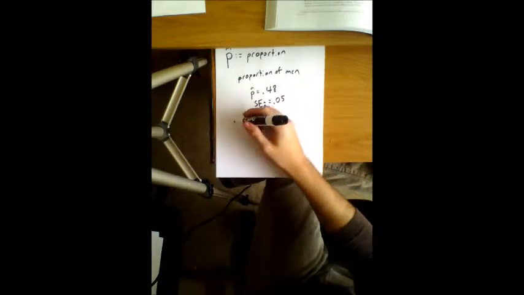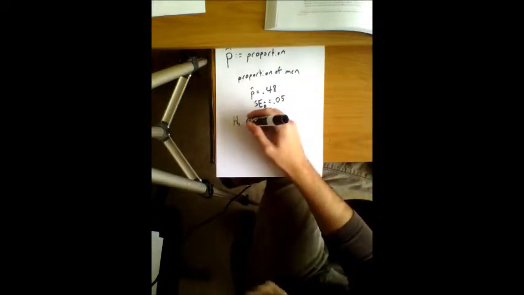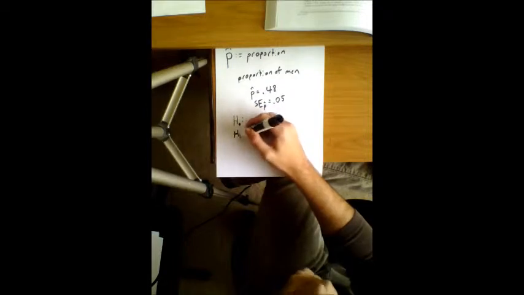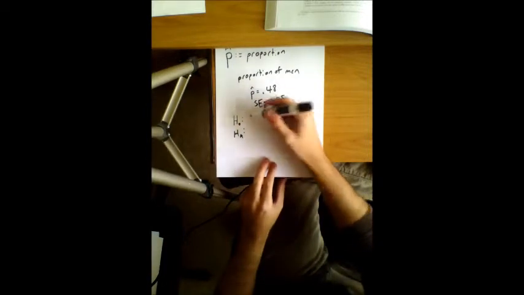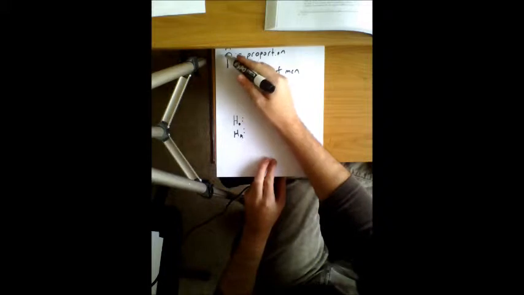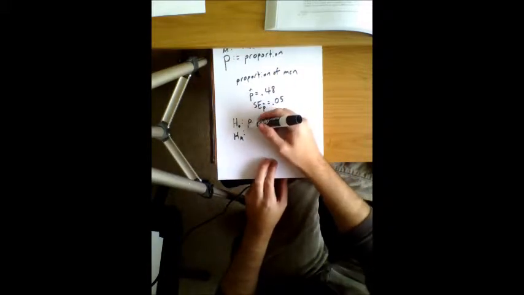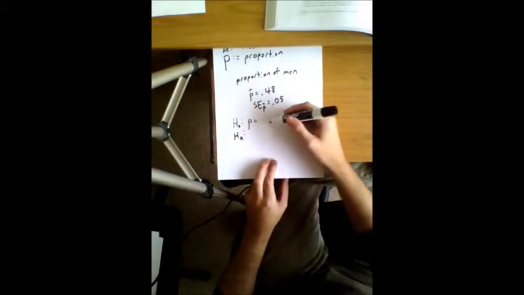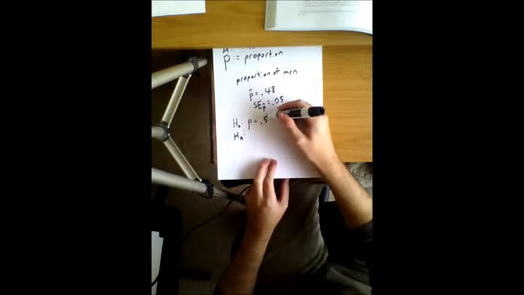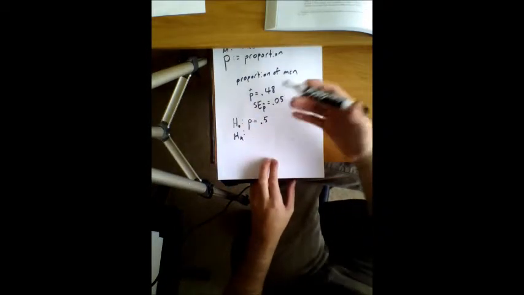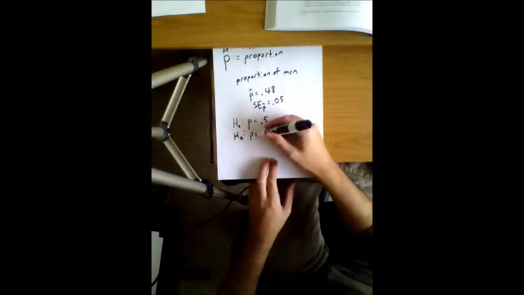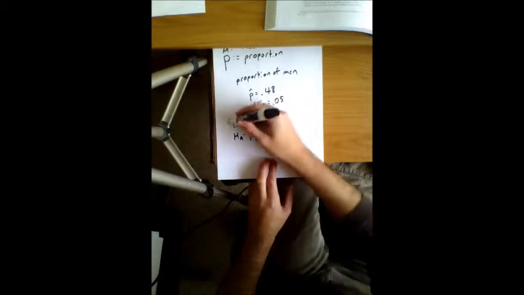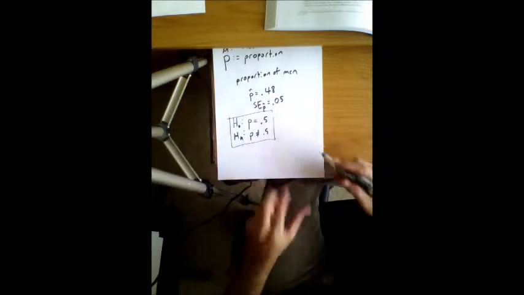Okay, so if we were going to test that out, we'd have our H0, we'd have our HA, and this time, the population parameter is p, so we have p equals 0.5, it's actually half and half, and p is not equal to 0.5. So it's fairly simple to set this thing up.